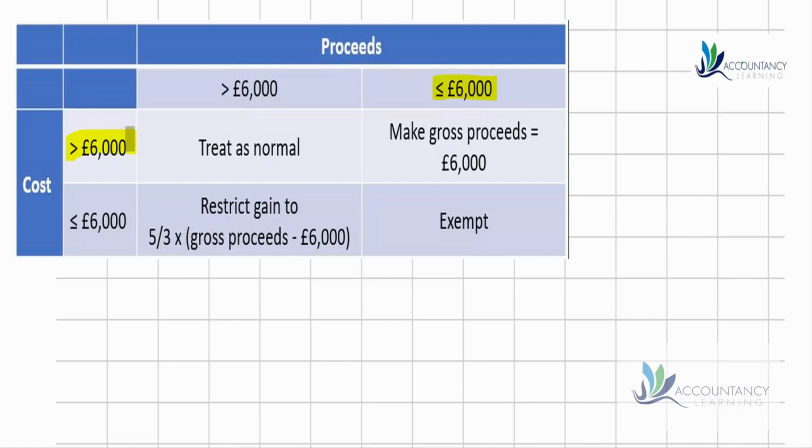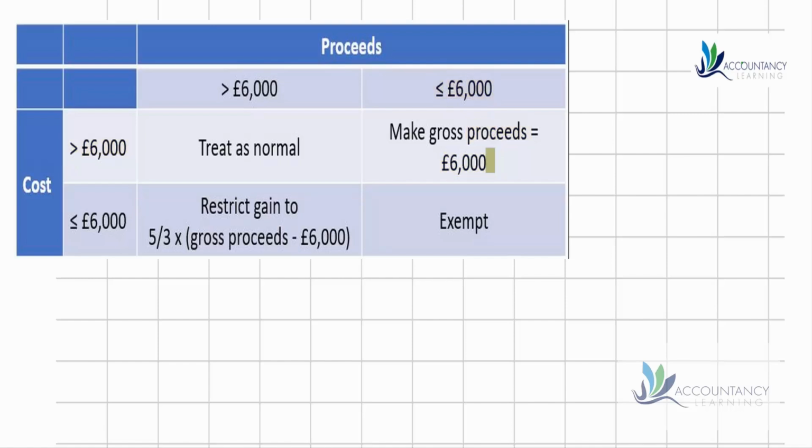So what the government says is, well, look, potentially you are reducing your capital gains tax just by selling something cheaply. So we're going to assume that the proceeds were actually £6,000. You may still make a loss on this, but we're going to limit how much loss you make.